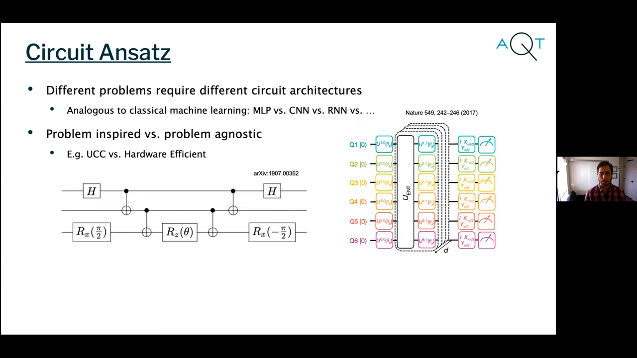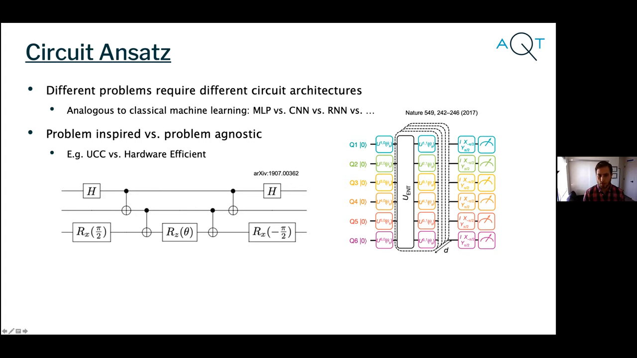A difference between these two is given in this example I have here. On the left-hand side, I have what's called the unitary coupled cluster ansatz. And on the right-hand side, I have what's called the hardware efficient ansatz. On the left-hand side, there is some symmetry in your problem that allows you to simplify your circuit structure. And here I'm left with a single parameter, the Z rotation gate right here. Now, on this other side, perhaps I don't know what structure of circuit I need. And so instead, what I do is I create a completely parameterized quantum circuit. Sometimes it's called the hardware efficient ansatz, but it's really a problem agnostic ansatz.